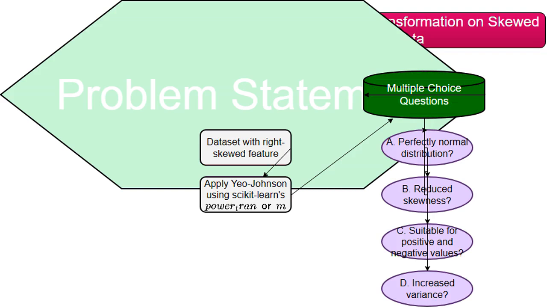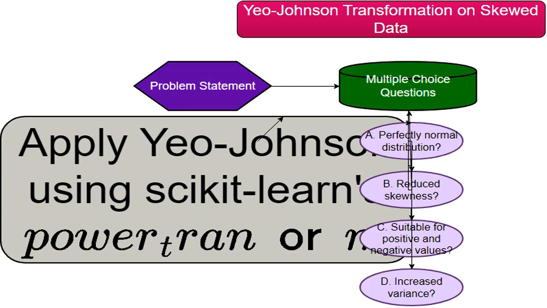I'm tackling a problem where I'm using scikit-learn's power_transform function to clean up some data. One of my features is super skewed, leaning way to the right, and I want to use the Yeo-Johnson transformation to fix it. I need to figure out what this transformation will do to my skewed data. I've got some multiple choice questions to answer to test my understanding. I have to pick all that apply.